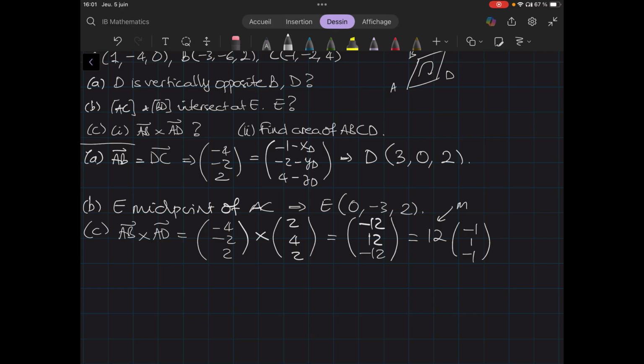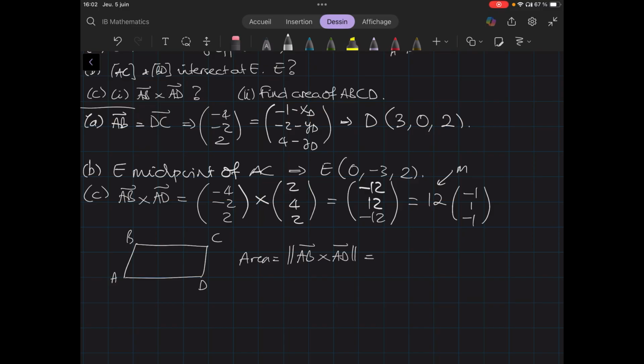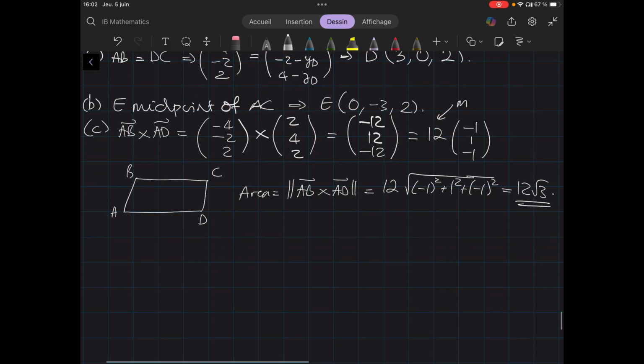C2. Hence, find the area of a parallelogram. So we know that the area of a parallelogram ABCD is going to be the same as the magnitude of AB cross AD. So this is going to be 12 times the square root of -1 squared plus 1 squared plus -1 squared, or 12 root 3. 8 marks. Done. Moving on.